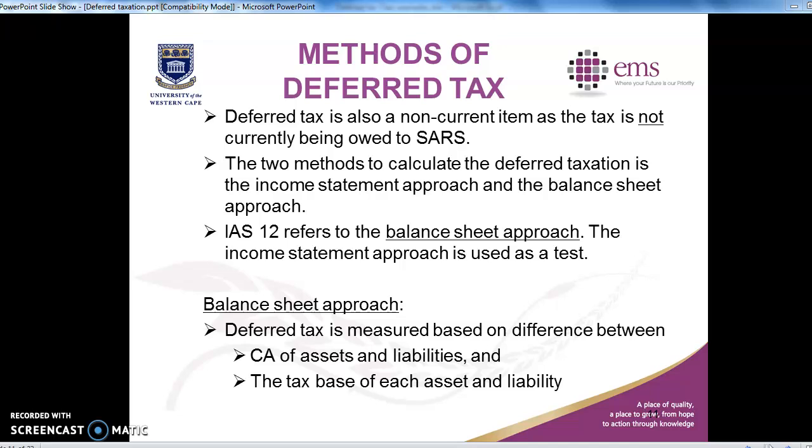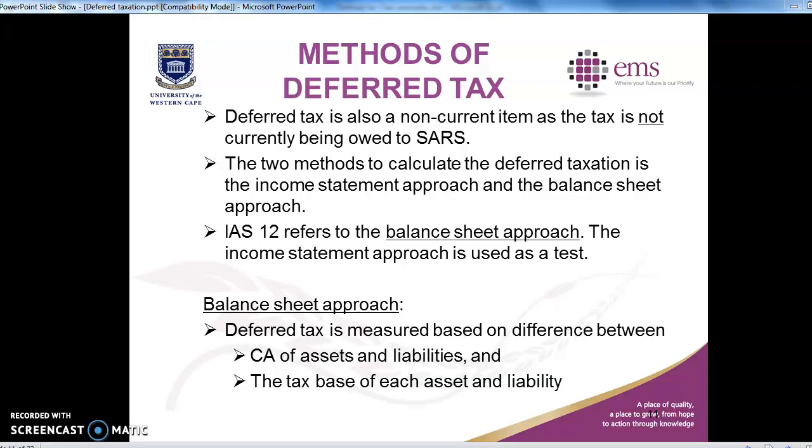So we have a deferred tax adjustment to adjust our current tax to what our total tax expense is, or what our tax incurred on accounting profit should be, right? So it's just an adjustment from current tax to our total tax expense. That's what our deferred tax adjustment does. Alright, so the income statement method is useful for us to check our balance sheet method calculations, right?